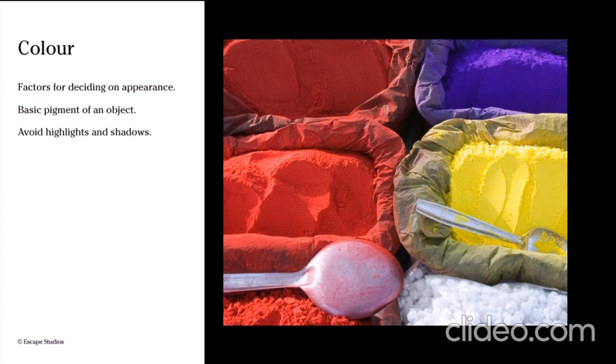We can create textures for many attributes in Maya. One of the main attributes that people first think of is colour. There are many factors in deciding the final colour of an object in a render, including light, reflections, shadows, etc. The colour attribute, however, is like the basic pigment of your object. Try to make your colour channel contain only colour information. Avoid things like highlights and shadows.